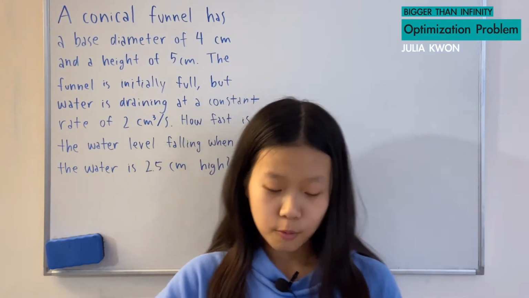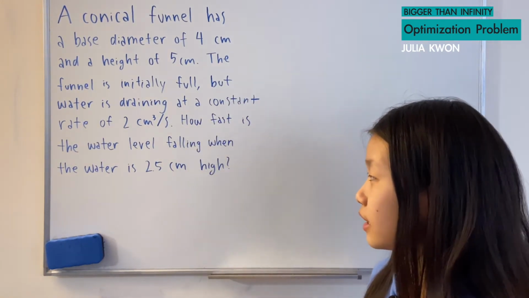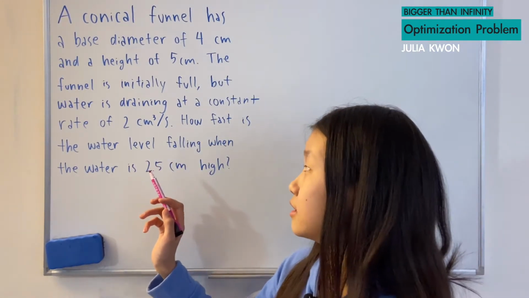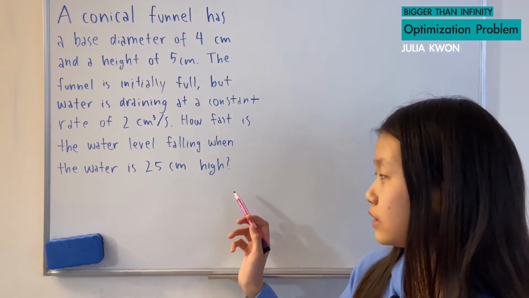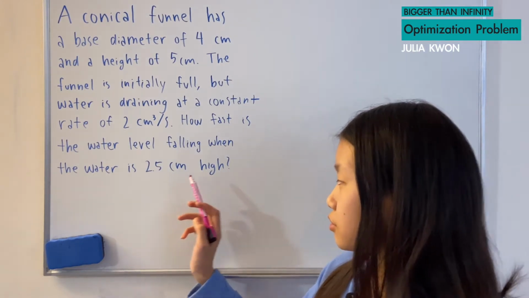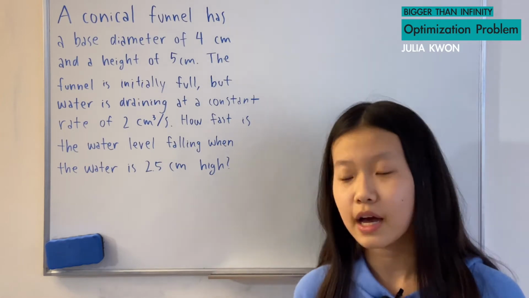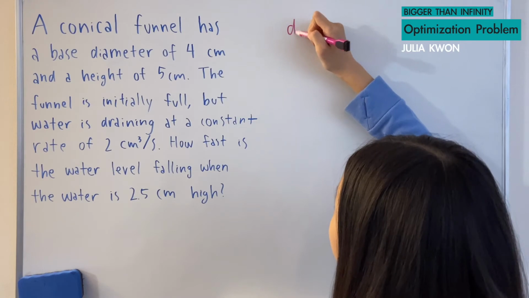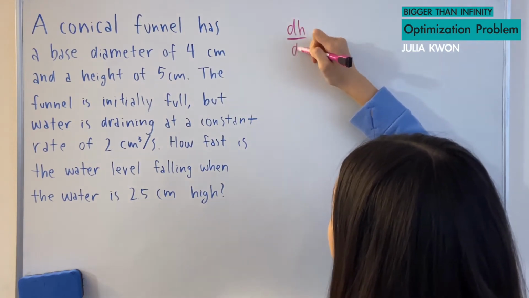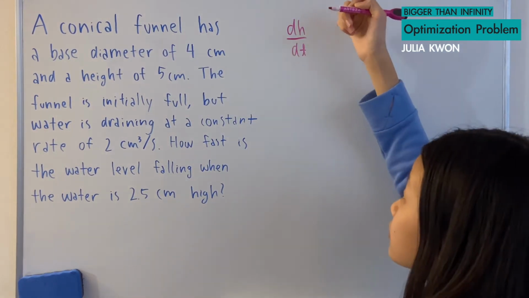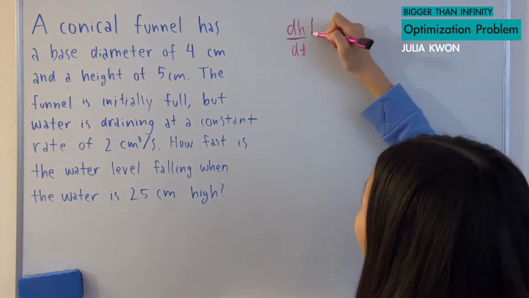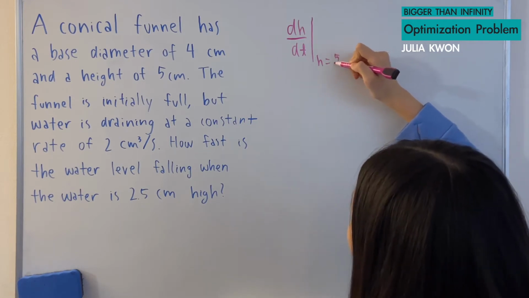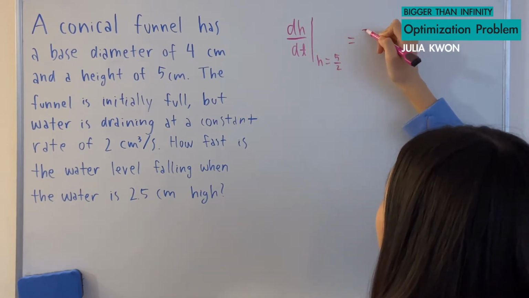So with what we have here, we can find what it's asking, right? What it's asking is the rate of the water level changing when h is equal to 2.5, when h is equal to the height. The rate of the height would be dh divided by dt, and we're trying to find dh divided by dt when h is equal to 2.5, which is 5 divided by 2 centimeters, and this is what we're trying to find.